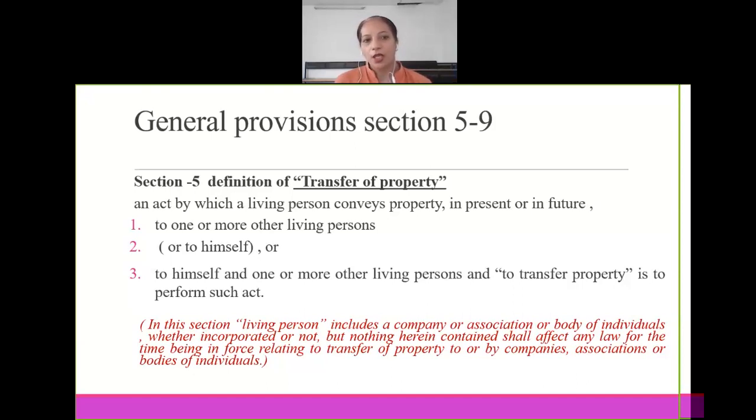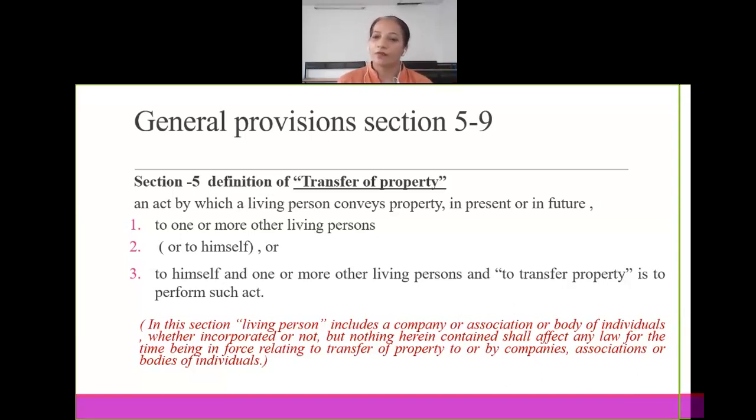Now, the transfer must take place between one or more other living persons. Important is there has to be one or more other living persons. Next is the person may transfer a property to himself also. He, the owner of the property or the transferor or the person who is authorized to transfer, may transfer the property to himself also, or to himself and one or more other living persons. He may transfer the property to himself, he may transfer the property to one or more other living persons, and third, he may transfer the property to himself and one or more other living persons. When a person performs such kind of an act, it is called a transfer of property.